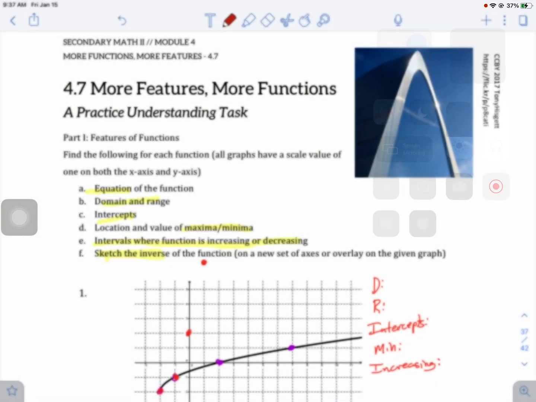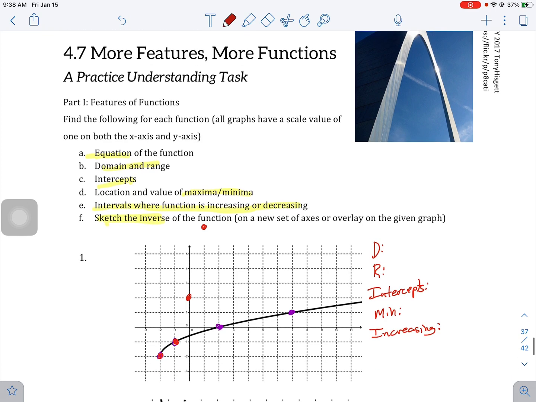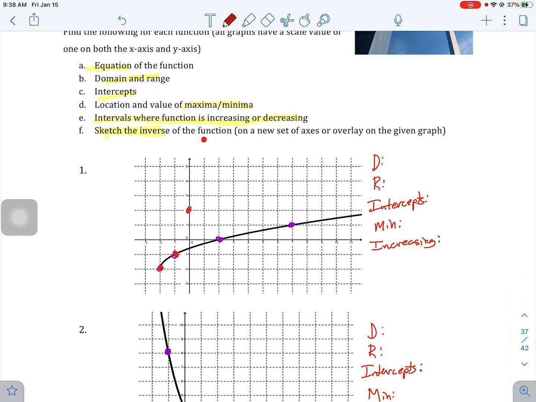Welcome. We're going to do task 4.7. This is the last task for module 4. It's called More Features, More Functions. We're looking at characteristics and features of different functions. You can see the equation, domain, range, intercepts, maximum, minimum, intervals of increase, decrease, sketch the inverse.